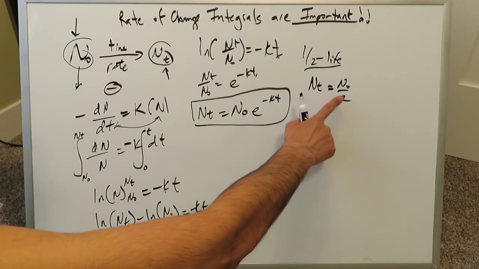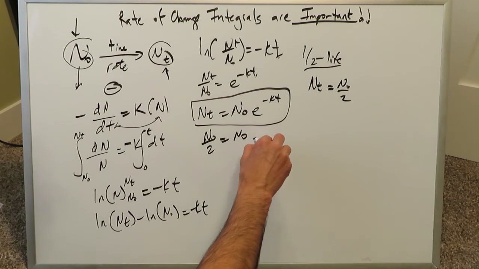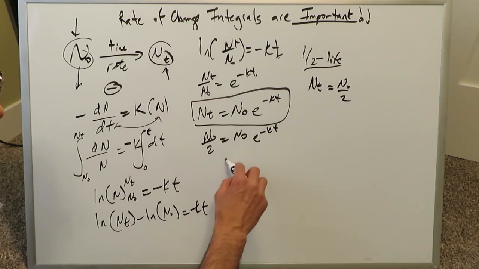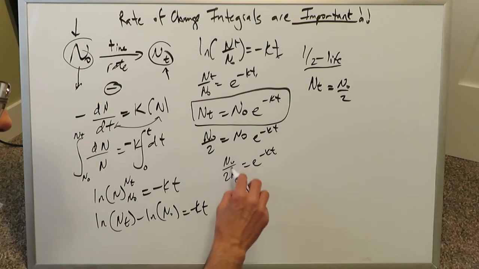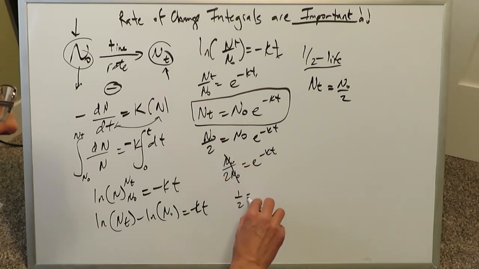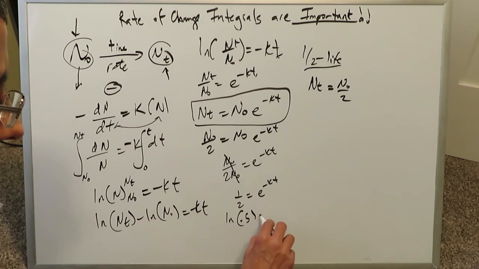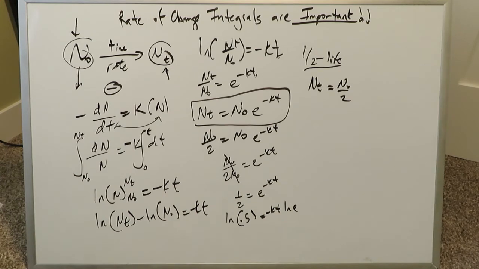So where you have Nt, you can substitute N0 over 2. N0 over 2 is equal to N0 e to the minus kt. Or if you want, you can bring all of that into this equation right over here. Or we can just proceed from right here. You can take this on the other side. You'll have N0 over 2N0 is equal to e to the minus kt. These cancel out. 1 over 2 is equal to e to the minus kt. Get rid of this exponent. You have natural log 0.5 is equal to minus kt natural log e. Natural log e is meaningless because it's equal to 1.